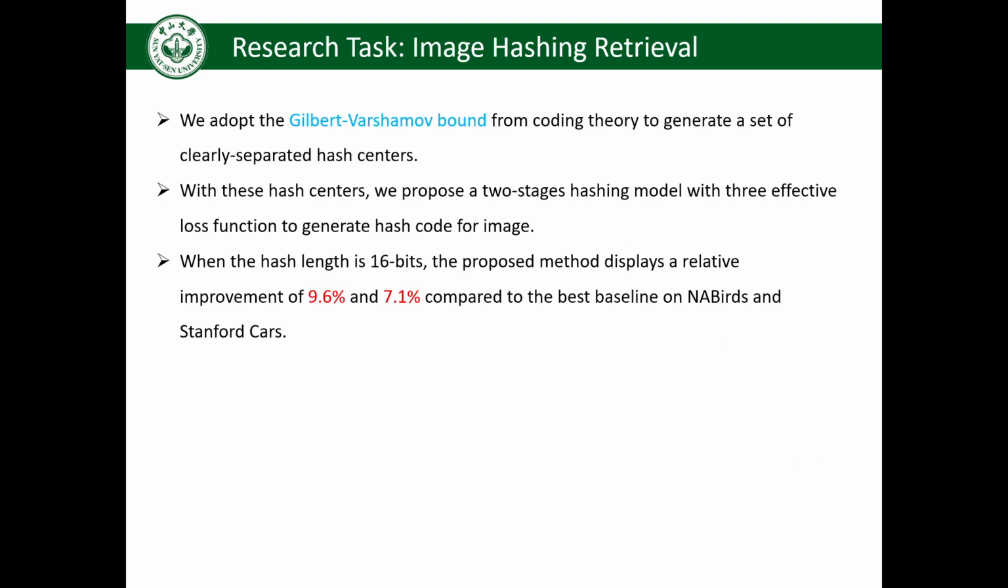We adopt the Gilbert bound from coding theory to generate a set of hash centers. With these hash centers, we propose a two-stage hashing model with an effective loss function to generate hash codes. When the hash length is 16 bits, the proposed method displays a relative improvement of 9.6% and 7.1% compared to the best baseline on NUS-WIDE and Stanford Cars.